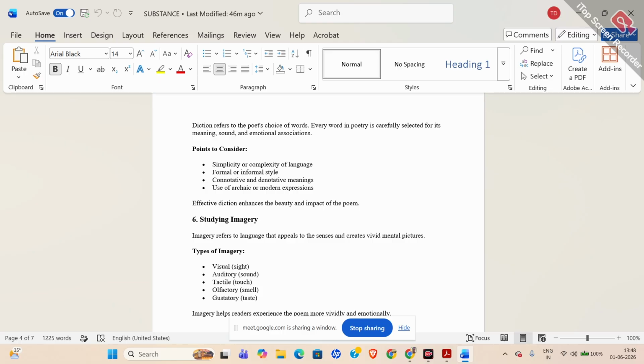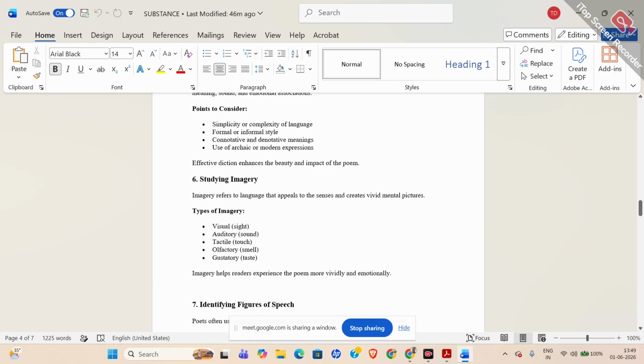What is the exact meaning of a word? And connotative is the figurative meaning of the word. So obviously what you make of it, the figurative meaning. So this is connotative and denotative. Use of archaic or modern expressions.